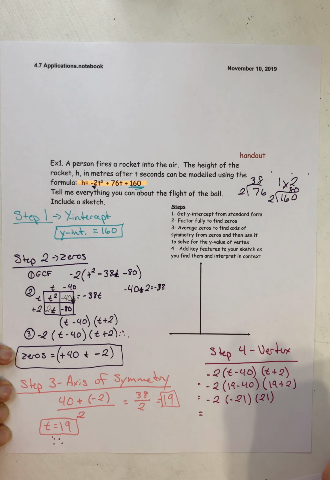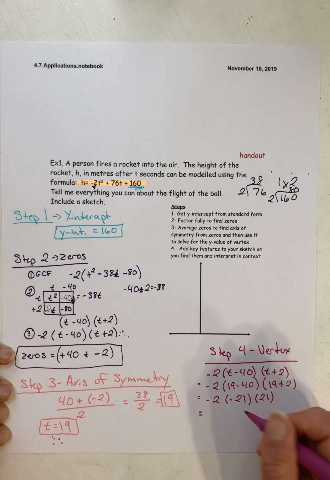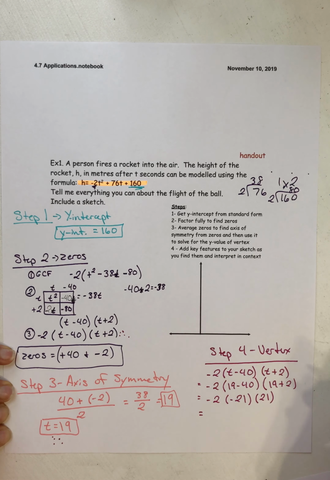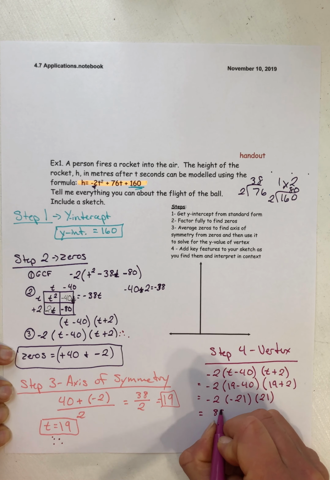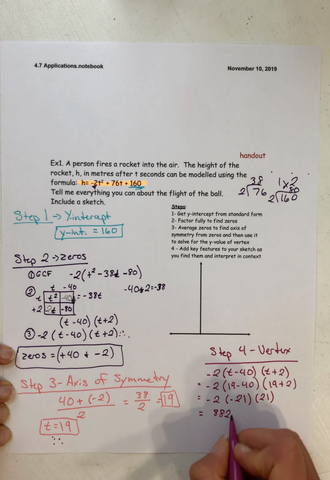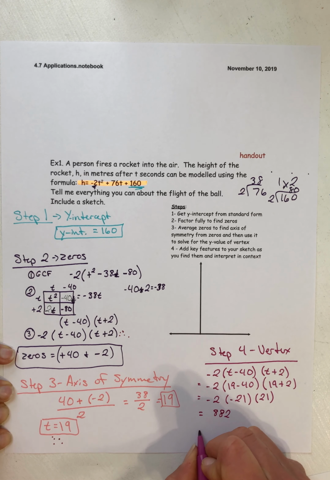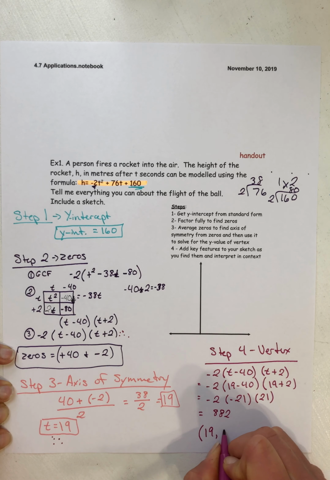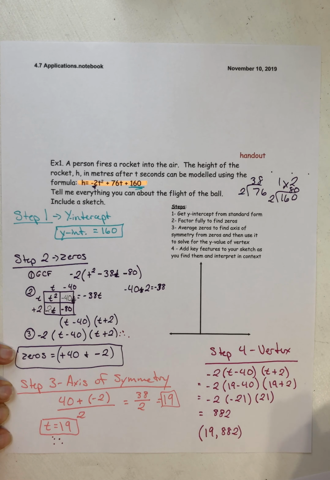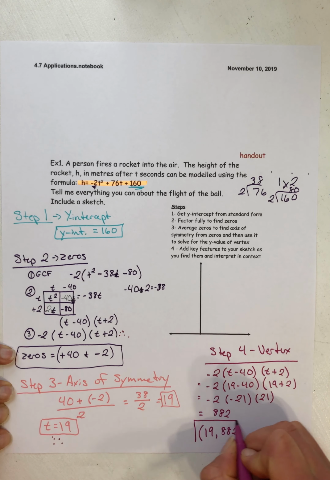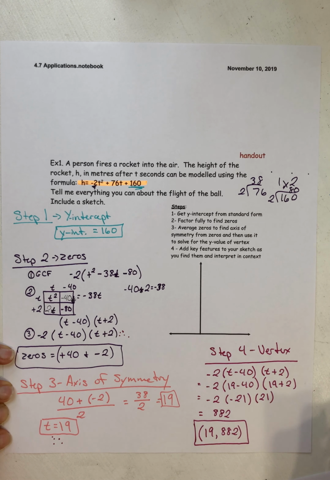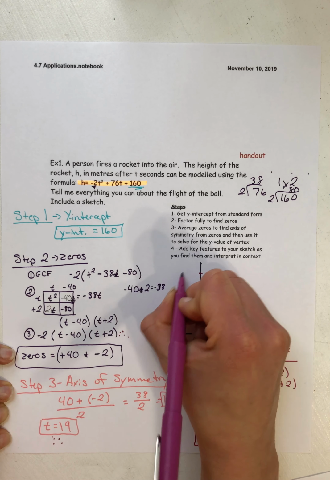And then when we do the multiplication out, negative 2 times negative 21 times 21 gives us 882. And then remember, we need to rewrite our vertex form. So if we're going to rewrite this, we're going to write it as 882, and then box it. Now if we're going to graph this, I'm just going to throw in some numbers here. So we're going to have 882 here.